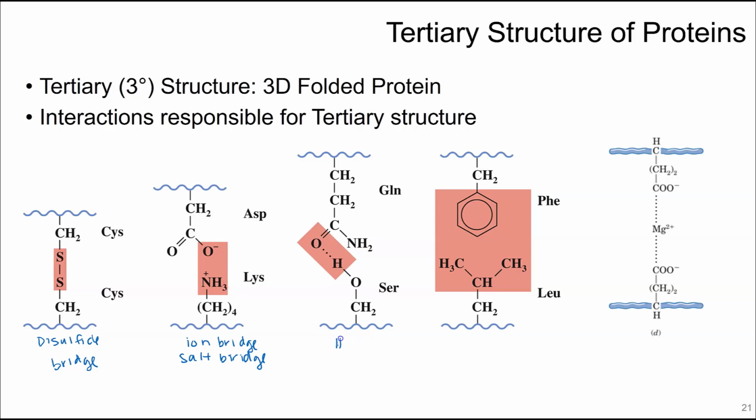We can have hydrogen bonding between side chains. And then this is a hydrophobic interaction. We have phenylalanine and leucine. These are our nonpolar amino acids. And then we can also have metal coordination. So two of these aspartic acids can be coordinated together via a magnesium or some other metal ion.